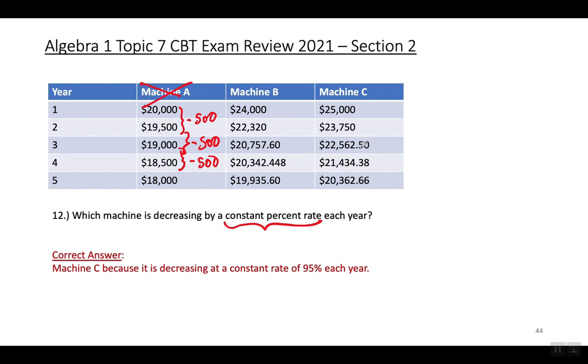It's being multiplied by 0.95. I made up this example. Every one of these is being multiplied by 0.95. But on machine B, I can't remember what I multiplied by, something like 0.90-something for two times, and then I switched it to something else. So be careful with that on the exam. Make sure to check all of them to make sure that it's the same percentage for every single one, okay?